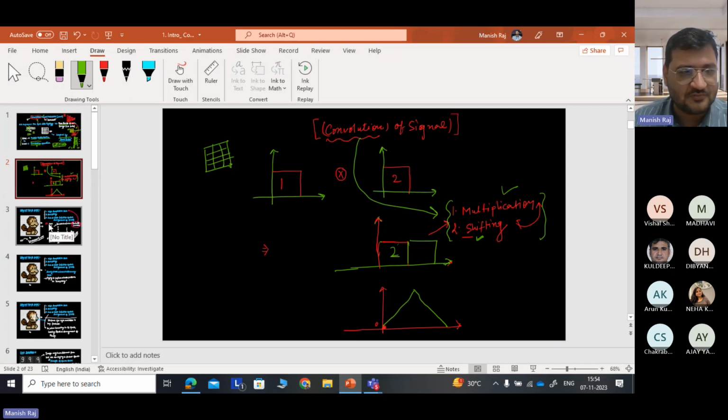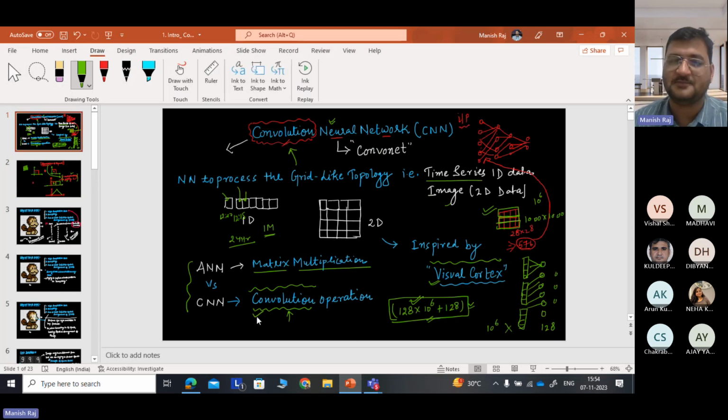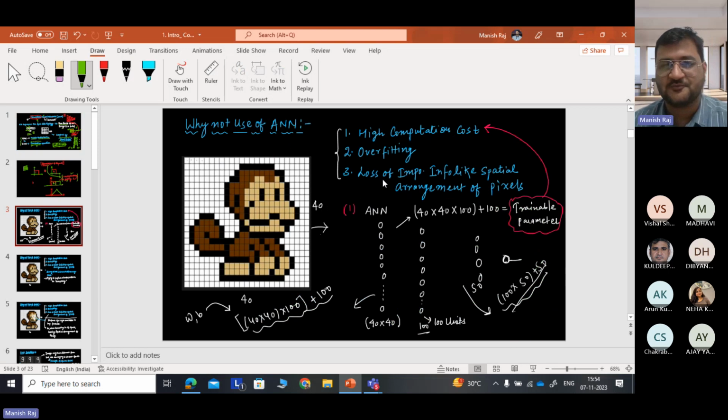So this type of operation will come under the grid type of topologies. How it will work, I will tell you.